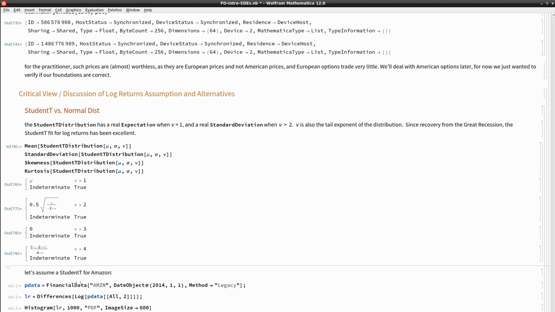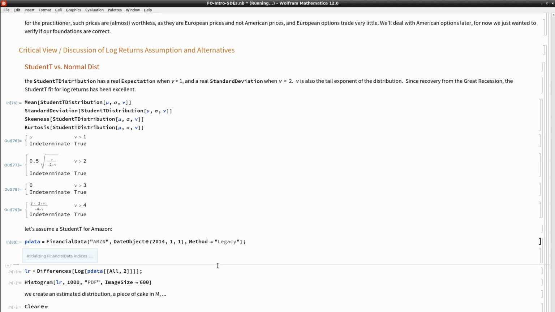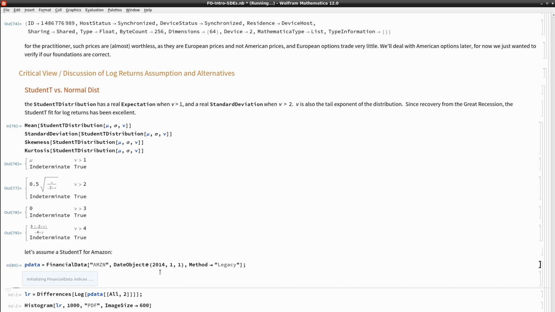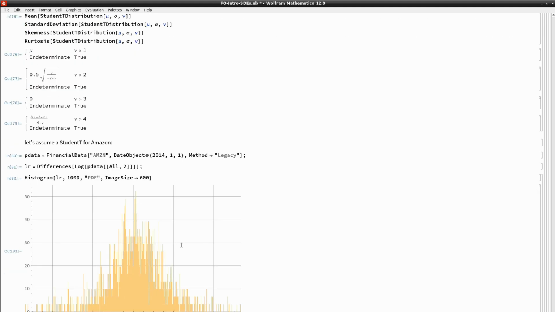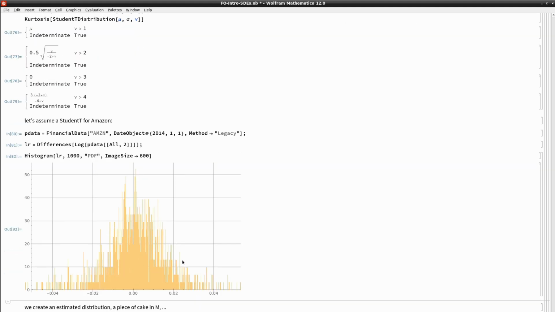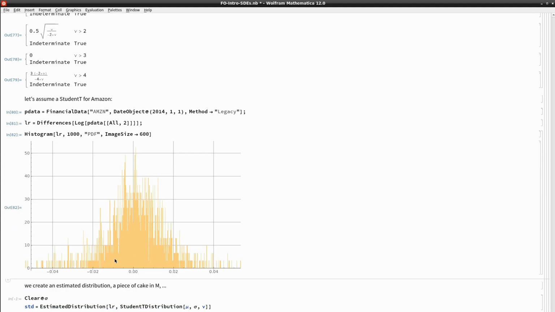All right, so let's assume a student t distribution for Amazon. And one of the great features of the Mathematica system is that you have a lot of financial time series already built in. All you need to do is query it with financial data, say your instrument, time period, or points in time, and you get the data back. So in P data, I now have the Amazon stock price series since the beginning of 2014. Now let's take consecutive differences. The function Differences will compute consecutive differences. We take the log of the second column, and let's do a 1000 bin histogram in PDF form. So we see this looks somewhat symmetrically distributed around 0.